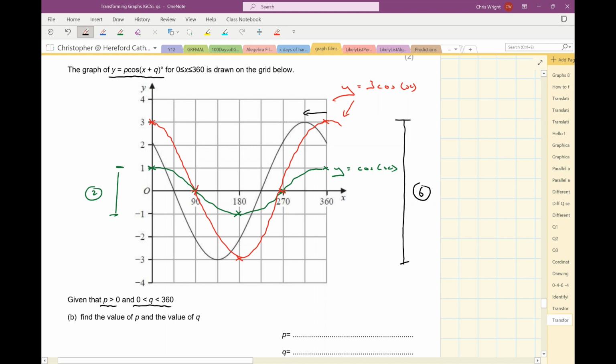Now, how many degrees is 1 square? It's 45. So my black curve is going to be y equals 3, not cos of x, but cos of x plus 45, in order to force that red curve to shift 45 units, or 1 square, to the left. So my value of p is 3, and my value of q is 45.